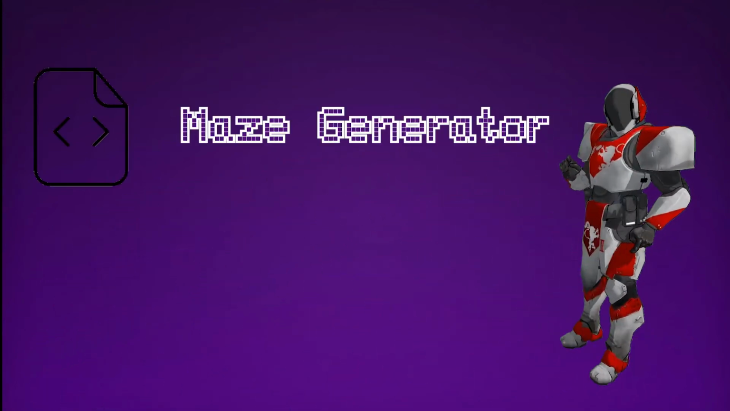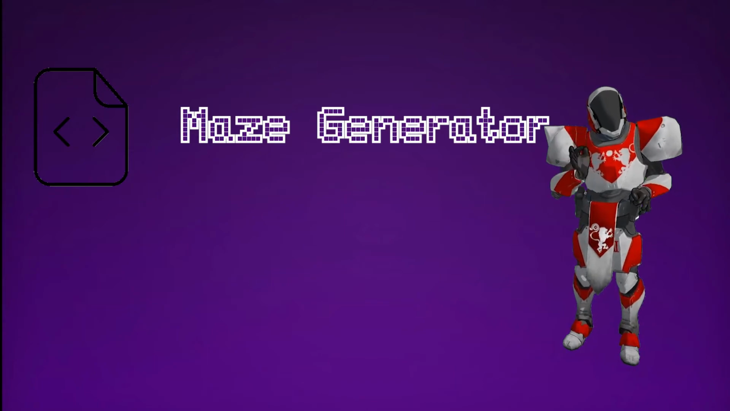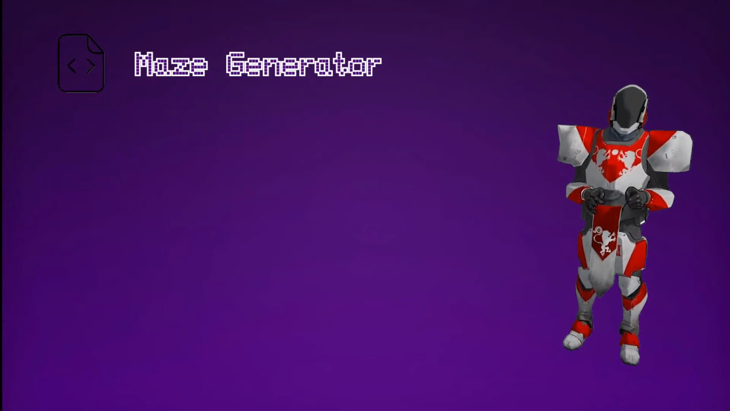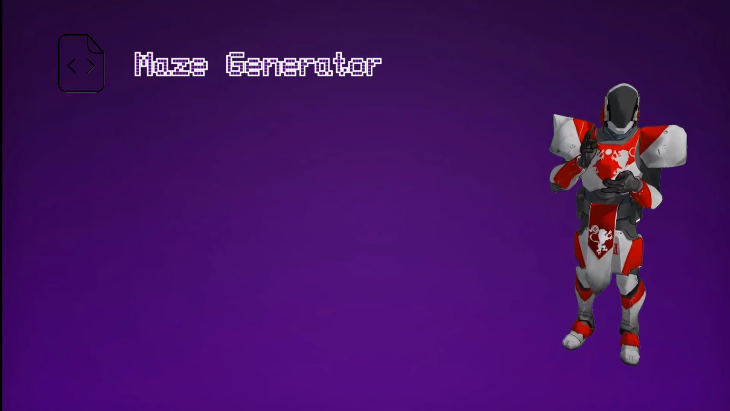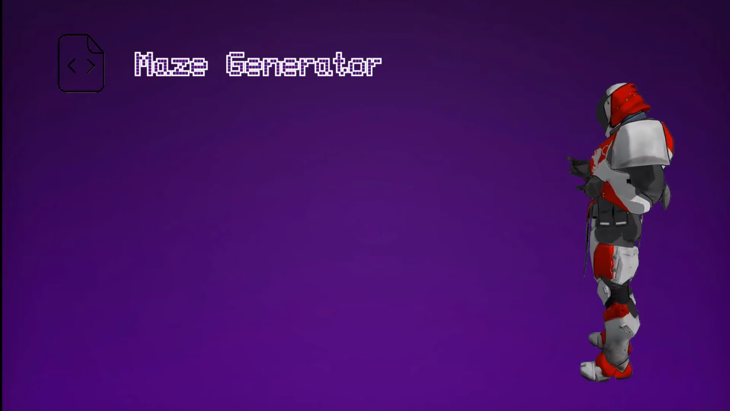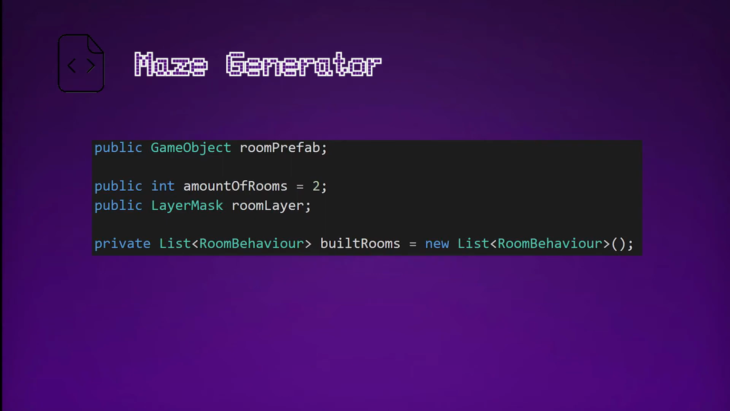Next, we're going to focus on the maze generator. This bad boy will do all of our work, hopefully as fast as possible. But first, let's start on making a room appear. We'll start by writing down a few variables that will hold the room prefab, the room layer mask, and the amount of rooms we want to make. We've also made a list of our built rooms so we can recall them later.